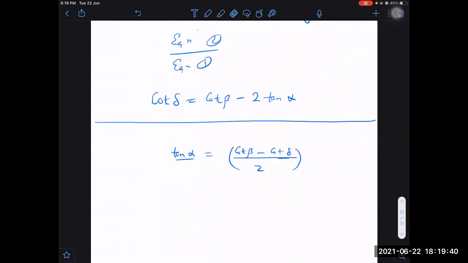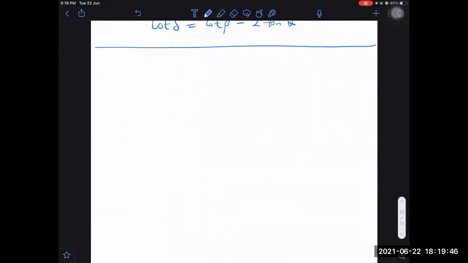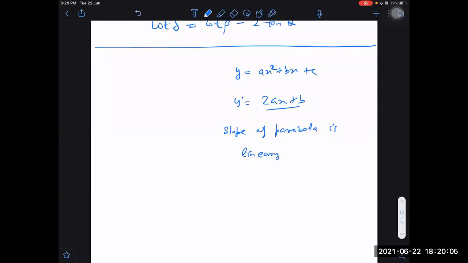Sir, is it valid for any curve or only for parabola? Only for parabola. I told you, I gave you the reason also. You're forgetting the reason. I think that's why you're asking such questions. I gave you why it happens like that, because for parabola, this is the equation. If I take the derivative, then it becomes 2x plus b. Means the slope of the parabola is linear in x, is linearly varying.